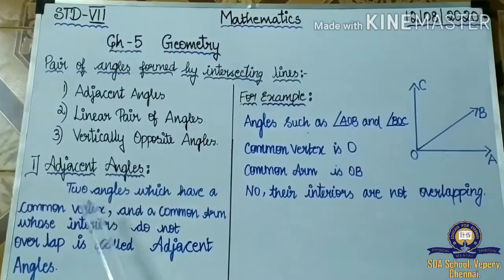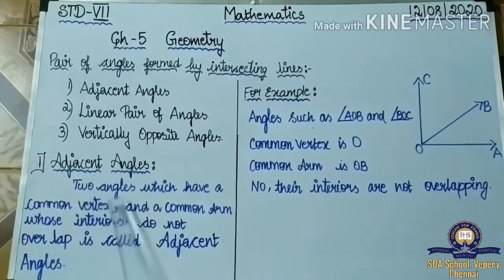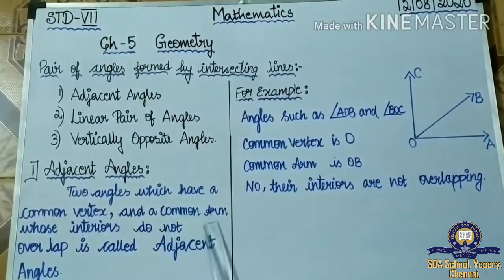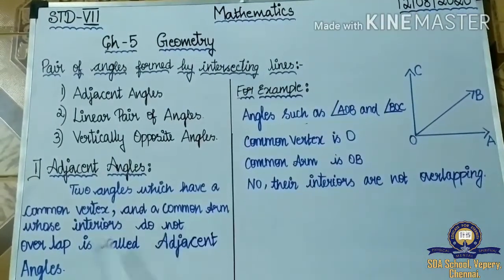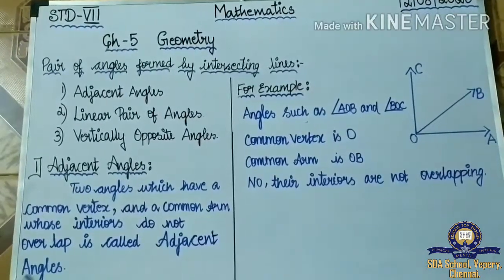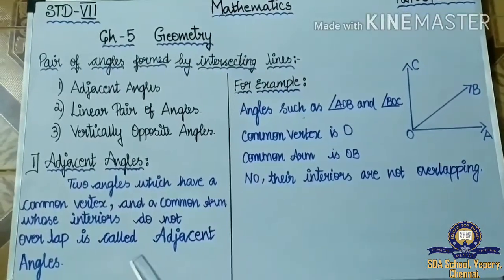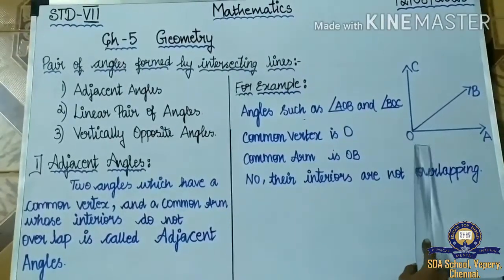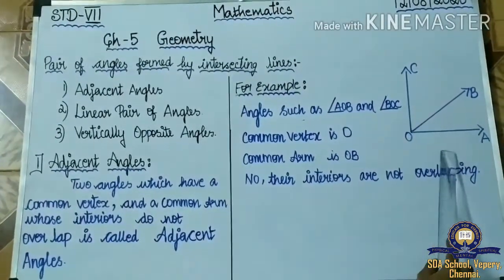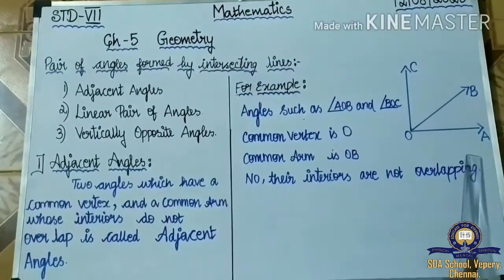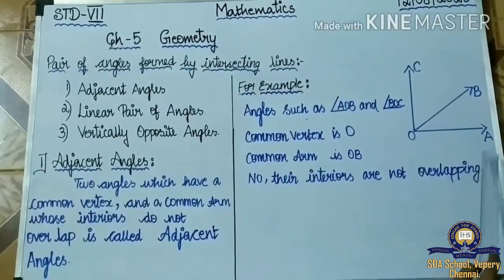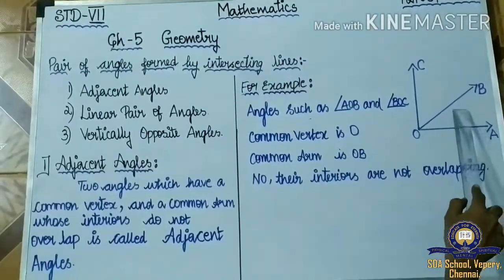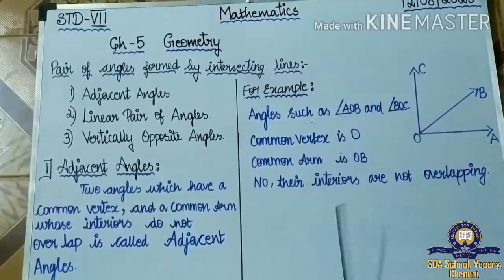Let's see the definition for adjacent angles. Two angles which have a common vertex and a common arm, whose interiors do not overlap, are called adjacent angles. Based on this definition, we will see an example sum. See, here is a figure. Three angles are marked in this picture, right? So there are angle AOC, angle AOB and angle BOC.